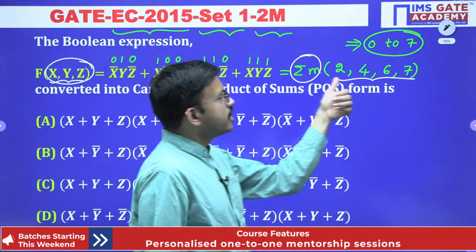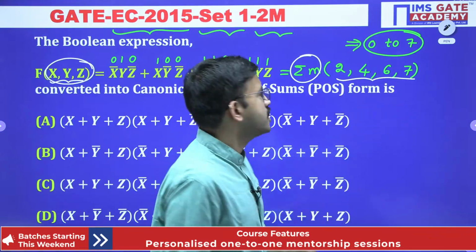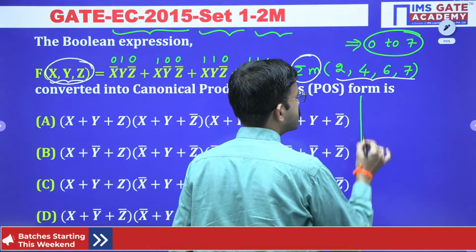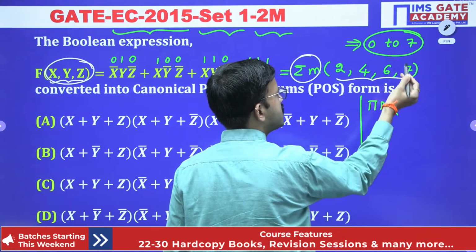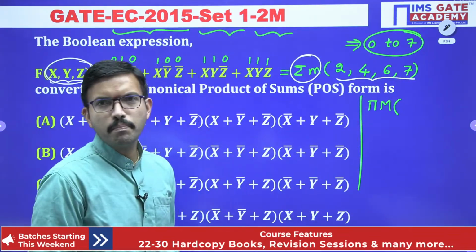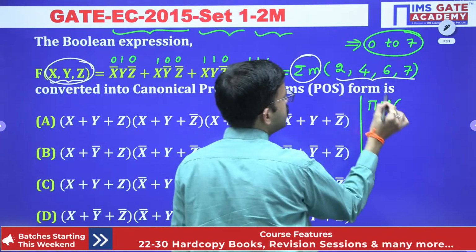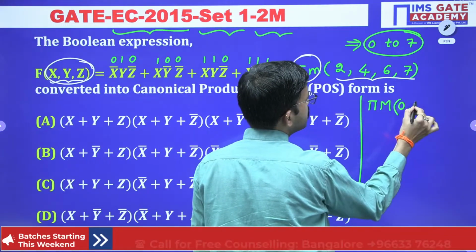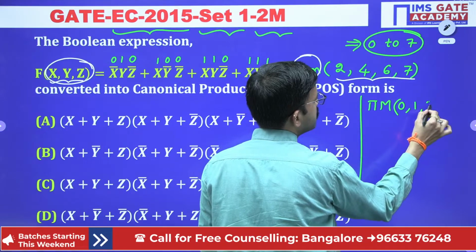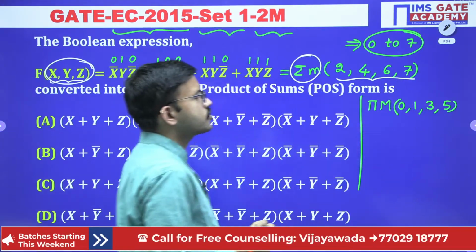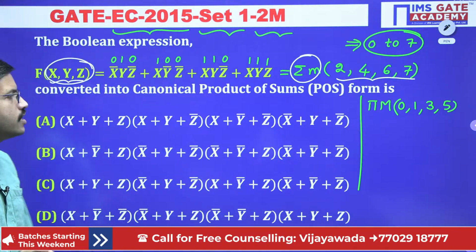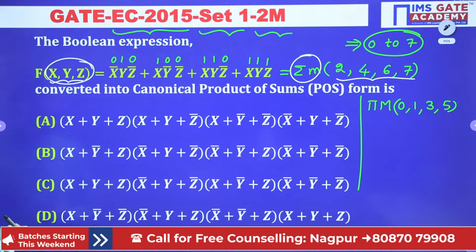Now here you got min terms. Now just write the corresponding max term numbers. Pi capital M, within this range, other than these numbers, the remaining will be max terms. So 0, 1, 2 is present, 3, 4 is present, 5, 6, 7 already present. So 0, 1, 3, 5. So you can verify easily option by option.